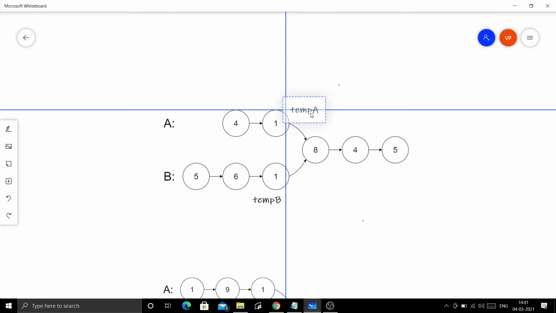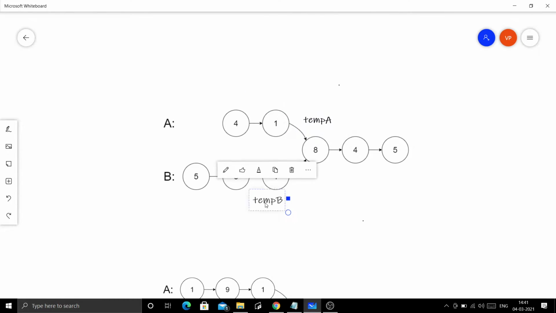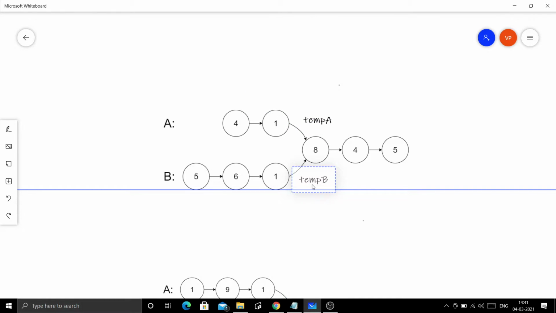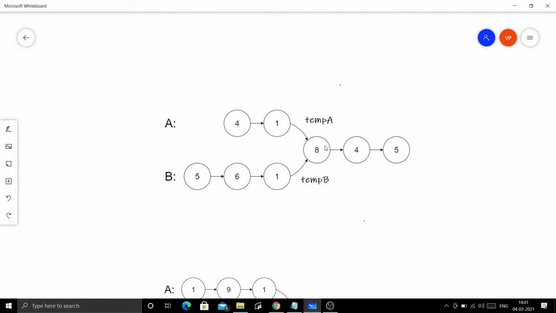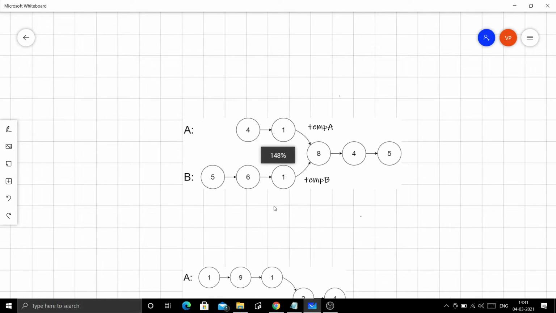Now again move this next and again move this next. Now we can see both are intersecting at the node 8. So our answer would be 8 here. Let's take another example.